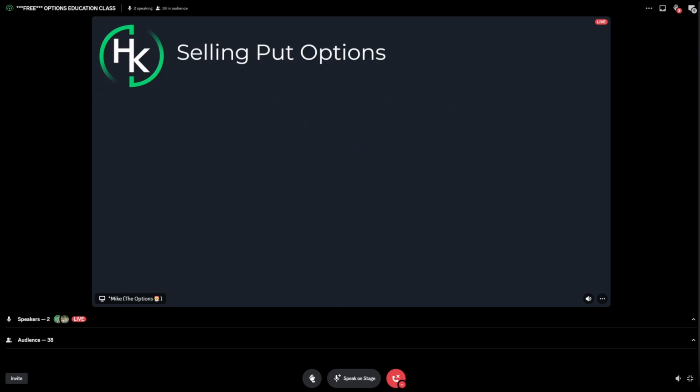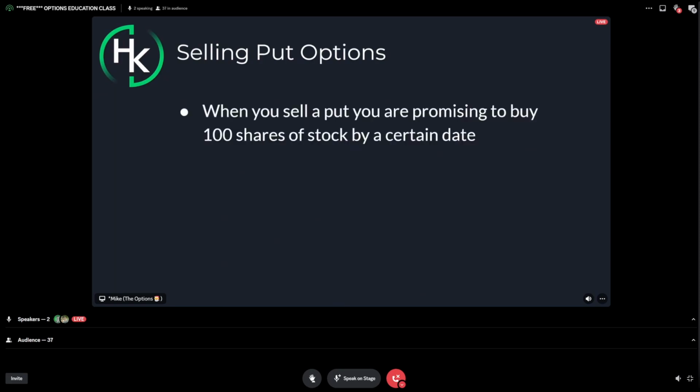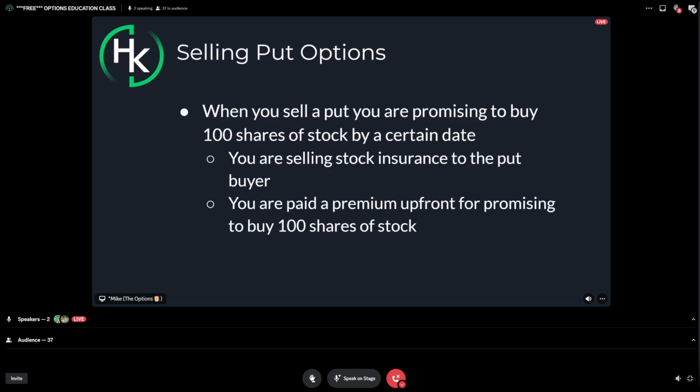So let's talk specifically about selling puts. When you sell a put, all you're doing is promising to buy 100 shares of a stock by a certain date from the put buyer. You're selling stock insurance to the put buyer, essentially. So they're saying, if this stock crashes, you're on the hook to buy my shares. And they're paying you a premium for that. Same as how a car insurance company says they'll pay you out if you crash your car, given you pay them a premium each month.